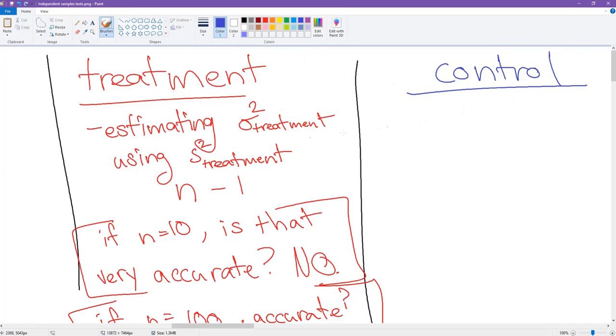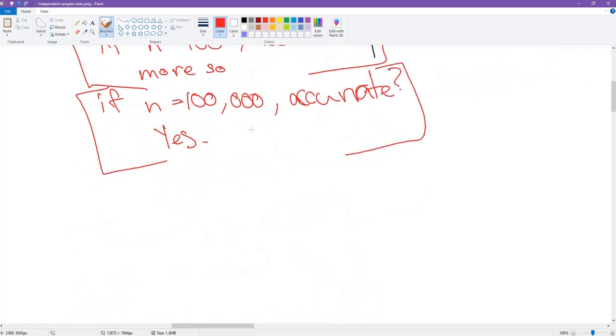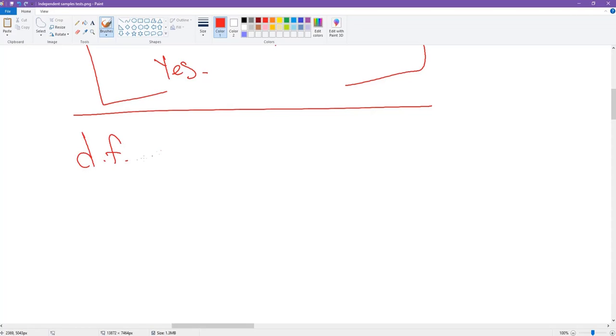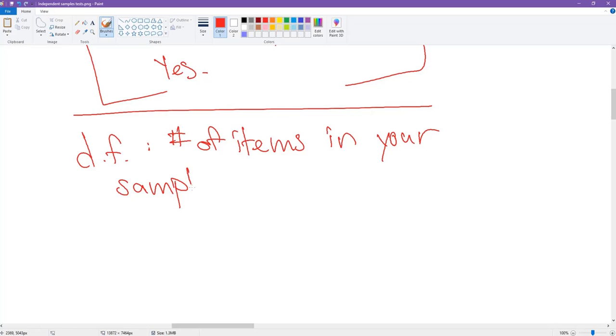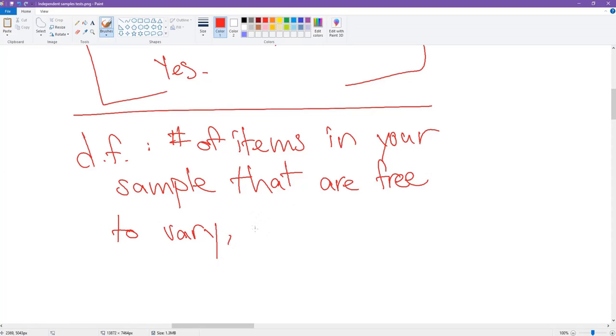And it's actually telling you the number of items in your sample that are free to vary, in quotation marks, given the outcome that you got. So that's going to be very cryptic. What do we actually mean by that? So degrees of freedom: the number of items in your sample that are free to vary given a certain output or outcome. So I'm just going to write outcome.